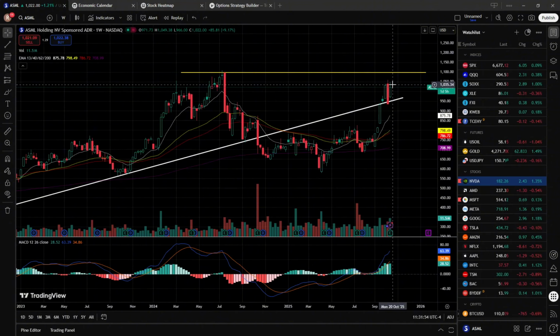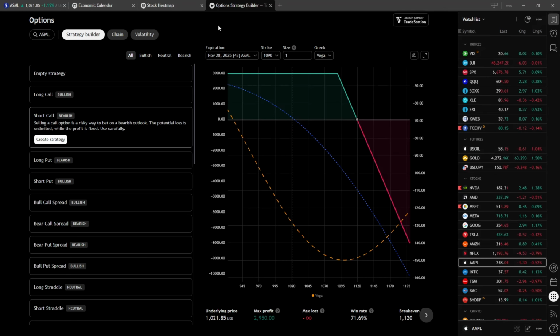So I want to put out an option. The question is, do I put it below or above? Well, it depends what the probability of winning this trade is. Then we jump right into the option strategy builder. We're doing a covered call, so basically I'm selling a call. I'm short the call strategy, and now I can pick the strike price and the expiration date.